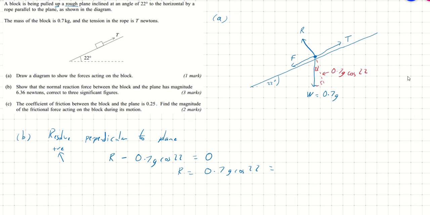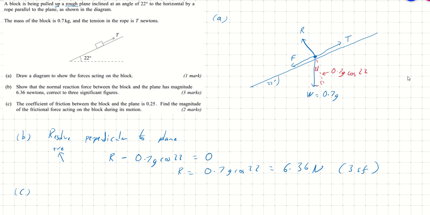If we do that calculation, with g as 9.8, 0.7 times 9.8 times cos 22, that's 6.36 newtons. That's correct to 3 s.f., which is what we expected.